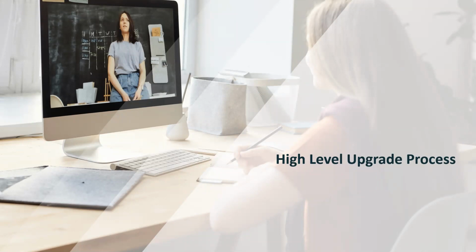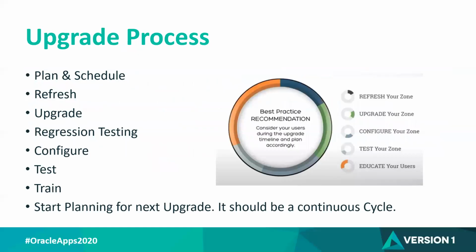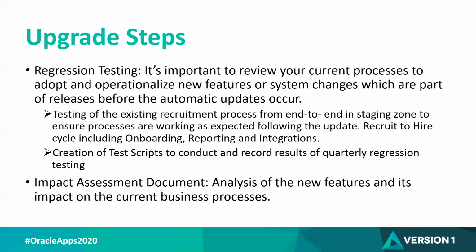The high-level upgrade process. This is the upgrade process that we recommend a customer should follow. They should plan and schedule when to get the upgrade done, the refresh of their staging zone, the upgrade, the regression testing of the business process, configuration of any new features, testing of those features, training to the wider business team, and start planning for the next upgrade. As we all know now, this is a continuous cycle.